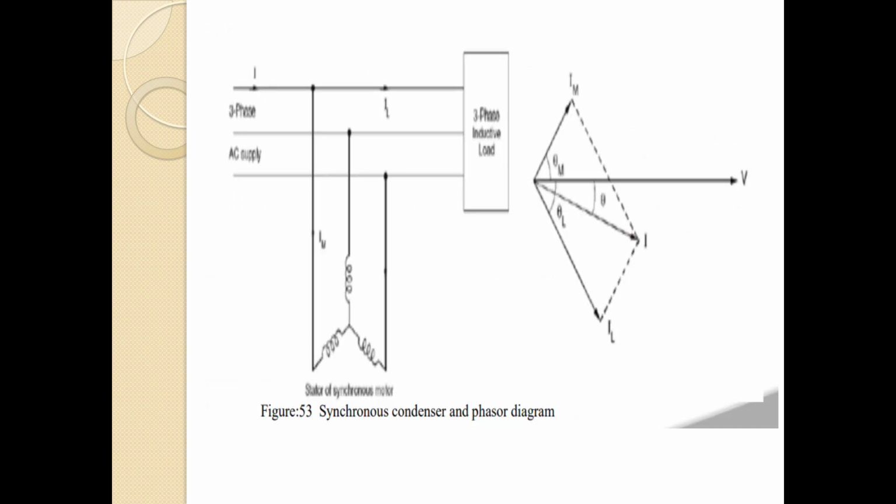This is the synchronous condenser and its phasor diagram. The first one is the synchronous condenser and the other is the phasor diagram of the synchronous condenser. V is the voltage phasor and the current lags by theta. The phase difference between V and I is called theta.